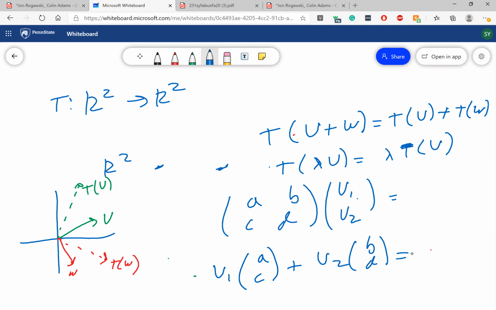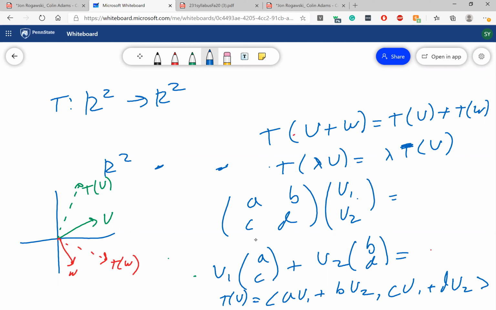And so if we write this in vector notation, it's going to be V1 times A, so sorry, let me do it the other way. It's going to be AV1 plus BV2. That's going to be my first component. And then the second component is going to be CV1 plus DV2. And this is going to be my vector TV. So this is the transformation.